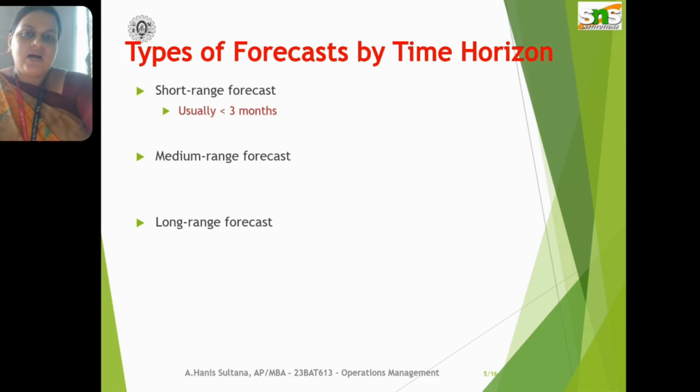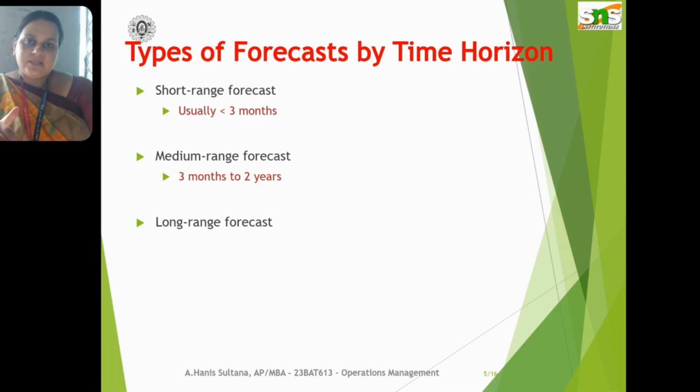What is the short range forecast? Short range forecast is usually less than 3 months. The data available for less than 3 months, we call short range. And what is medium range? If it is beyond 3 months and less than 2 years, we call it a medium range forecast. And what is long range? If it is beyond 2 years, we take long range data.